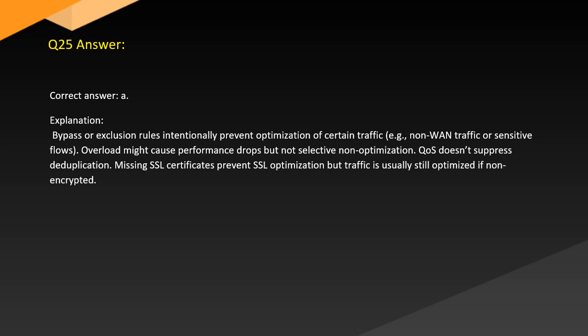Answer. Correct answer: A. Explanation. Bypass or exclusion rules intentionally prevent optimization of certain traffic, e.g. non-WAN traffic or sensitive flows. Overload might cause performance drops, but not selective non-optimization. Cost doesn't suppress deduplication. Missing SSL certificates prevent SSL optimization, but traffic is usually still optimized if non-encrypted.